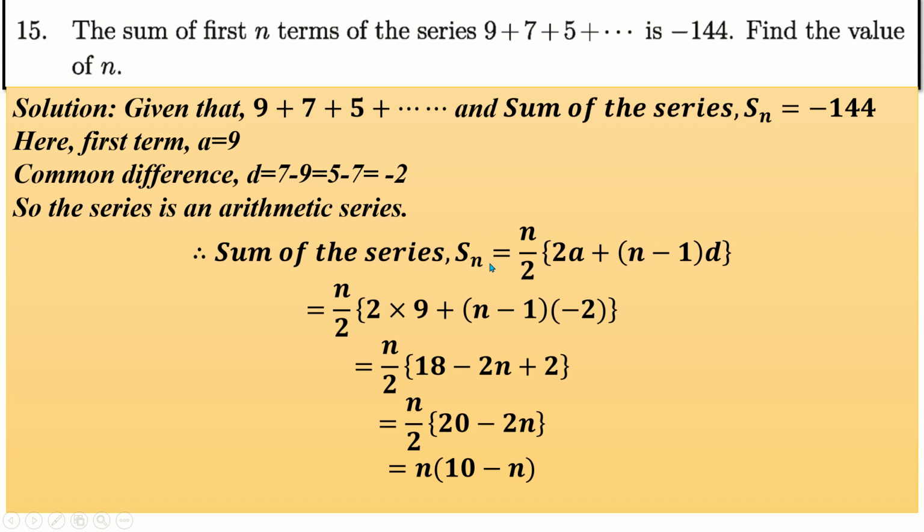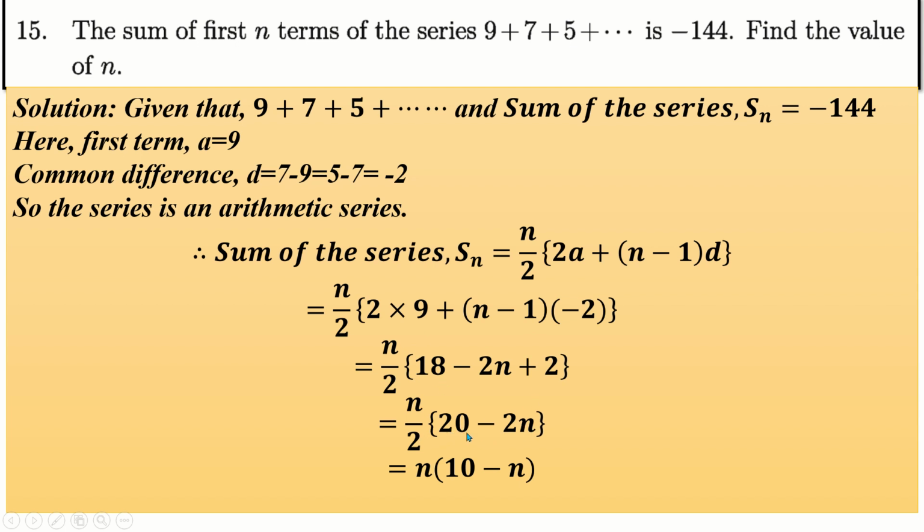But Sn is equal to what? Sn is equal to minus 144. Okay, we know this. So according to question will be minus 144, this equal to this. Now follow the calculation. Here a is equal to 9, d is equal to minus 2. Just putting the value of a and d. So here will be 2 into 9 plus n minus 1 into minus 2. This equal to 18 minus 2n plus 2, and here n by 2, 20 minus 2n.